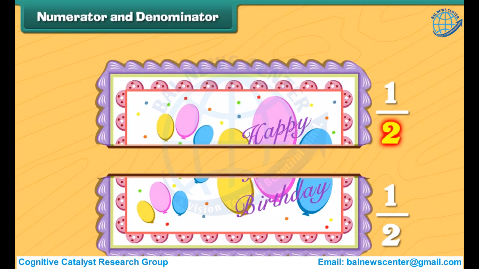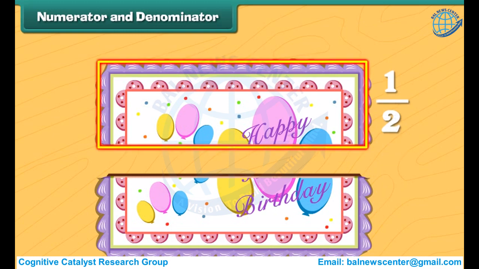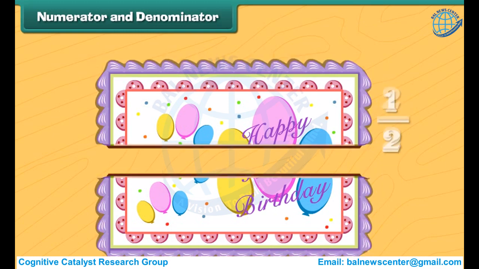This number, called the denominator, tells us total number of pieces that make up one whole. The top number is called the numerator, which shows the number of parts. So, this is 1/2 of the cake. And these are 2 halves of the cake. So, 2 divided by 2 is 1, that is 1 whole cake.